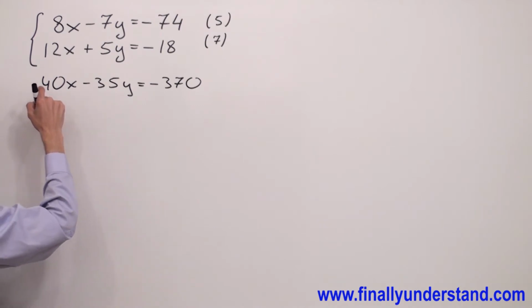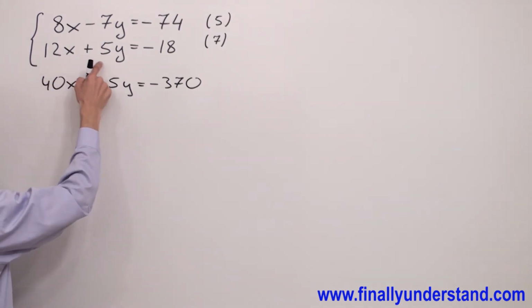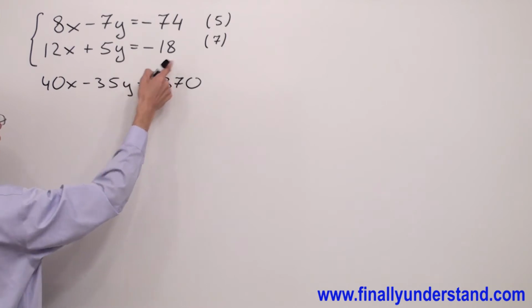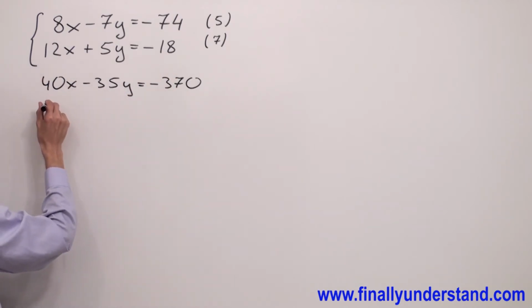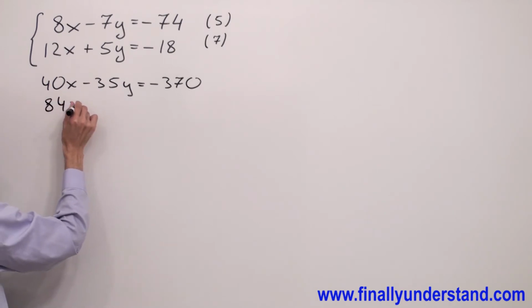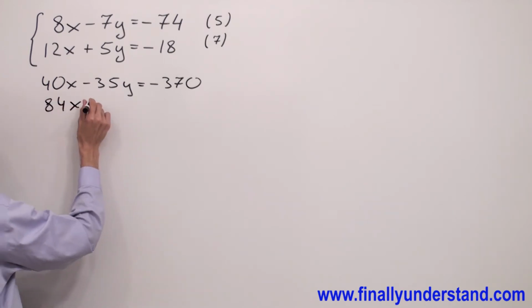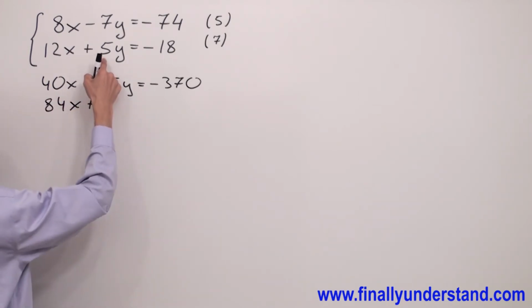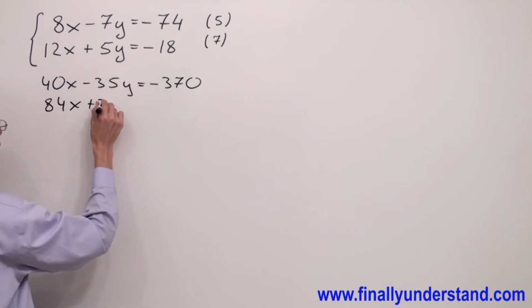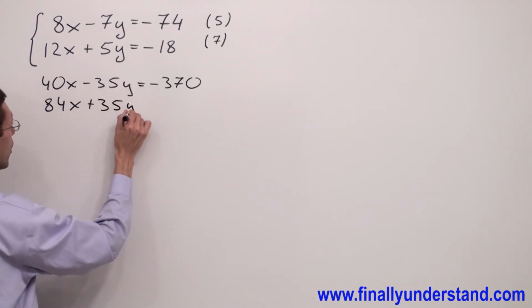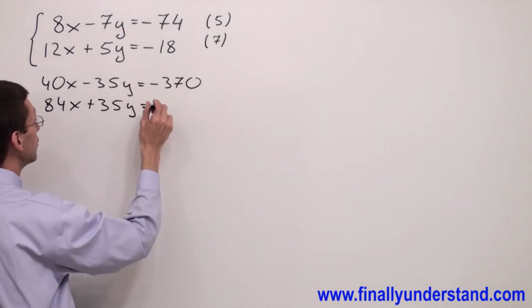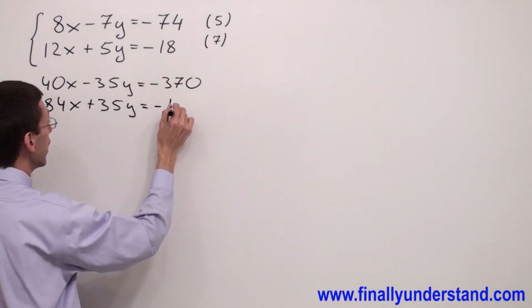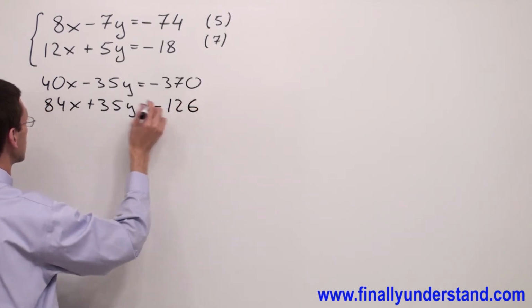Next, I have to multiply every single term of my equation by 7. 12x times 7 is equal to 84x, plus 5 times 7 is equal to 35y, equals negative 18 times 7, which is equal to negative 126.